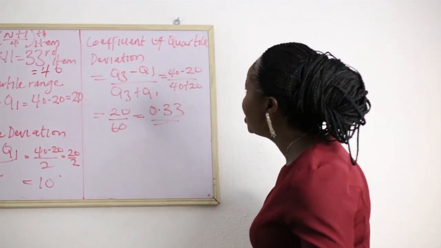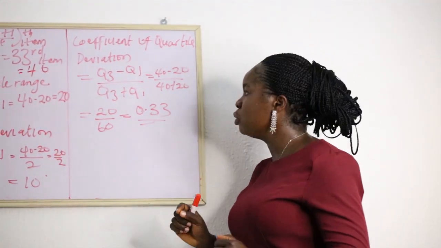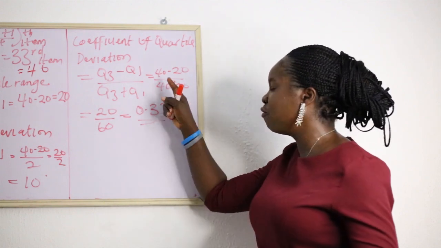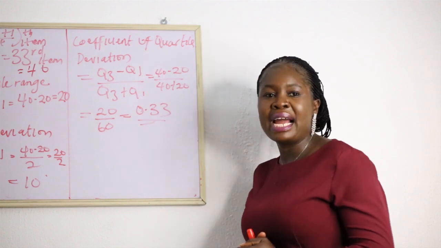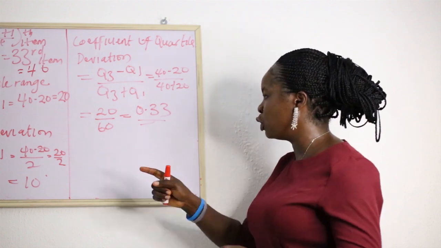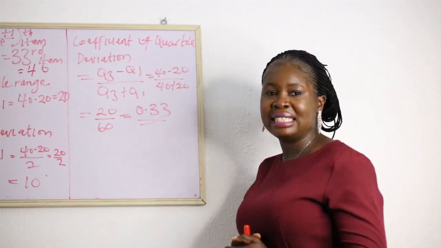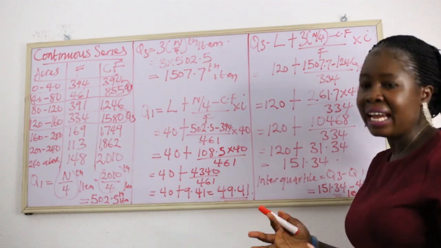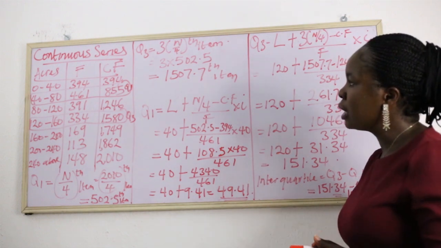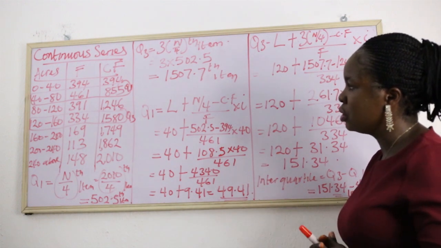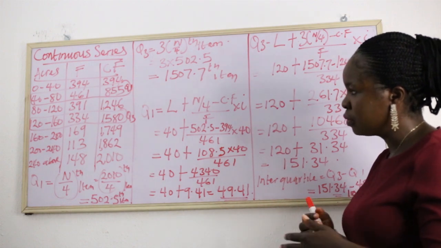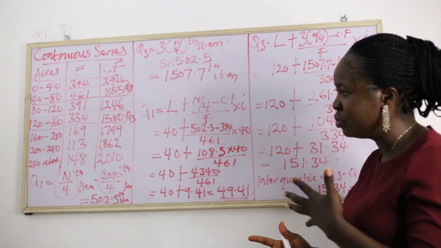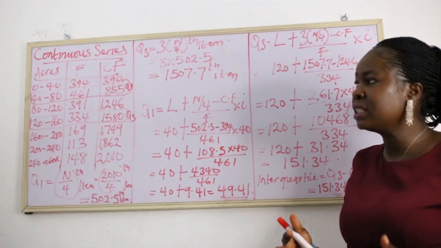Then the coefficient of quartile deviation is Q3 minus Q1 all over Q3 plus Q1. That is 40 minus 20 divided by 40 plus 20, that is 20 divided by 60, that is 0.33. Now, this is another illustration on interquartile and quartile range, but on a continuous series. We have acres between 0 to 40, 40 to 80, 80 to 120, 120 to 160, 160 to 200, 200 to 240, then 240 and above.